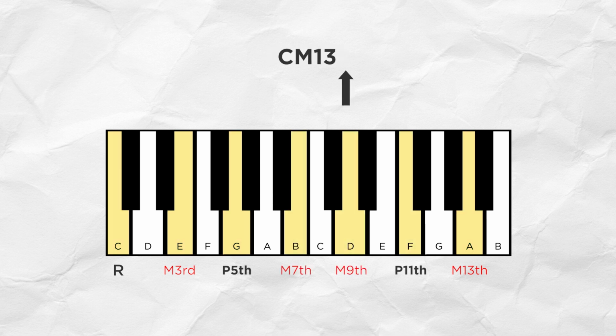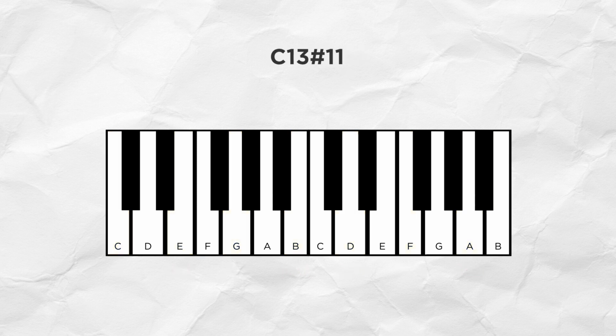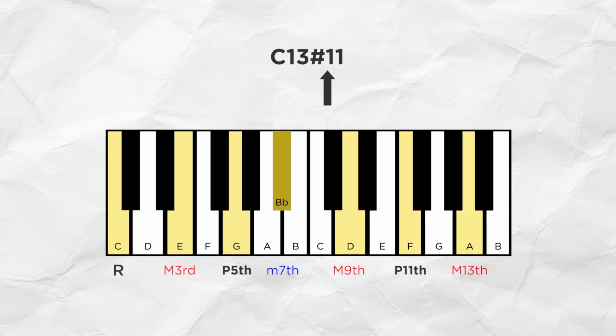Then after the extension, we can add some alterations to say if we want to raise or lower some notes in the chord. For example, if I write the chord C13 sharp 11, that means that it starts from C. No quality is written, so that means dominant. So that's a major 3rd, a perfect 5th, and a minor 7th, like in a dominant 7th chord. Then we add all the extensions up to the 13th. So that's a major 9th, a perfect 11th, and a major 13th. And then we raise the 11th by a semitone. So that's a chord made of the notes C, E, G, B flat, D, F sharp, and A.